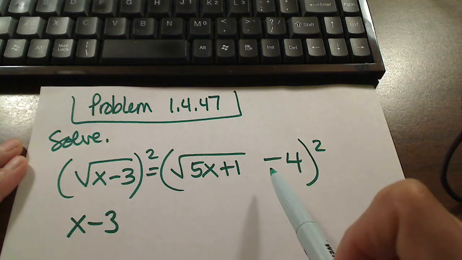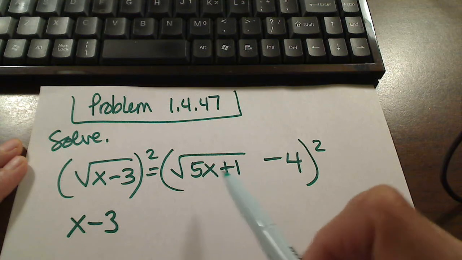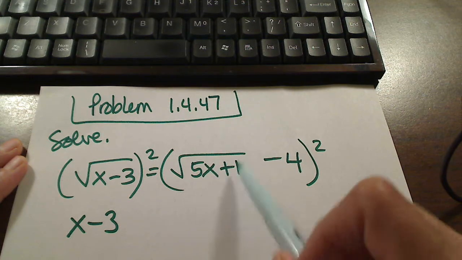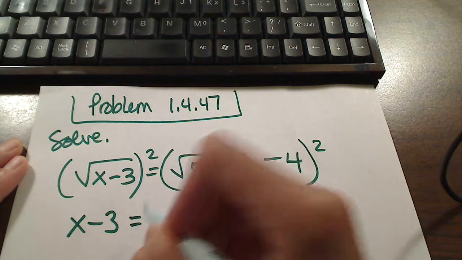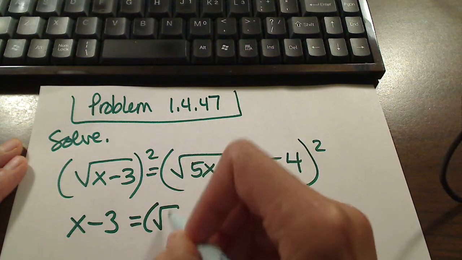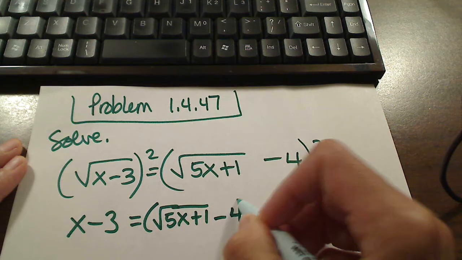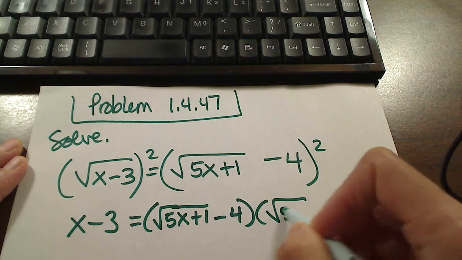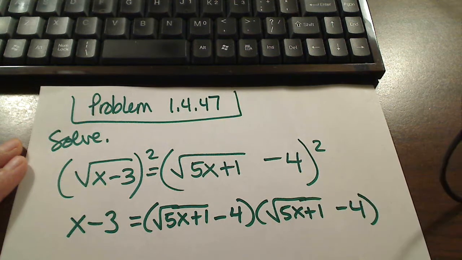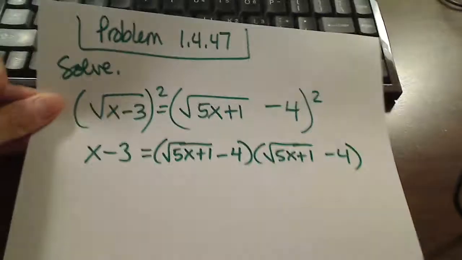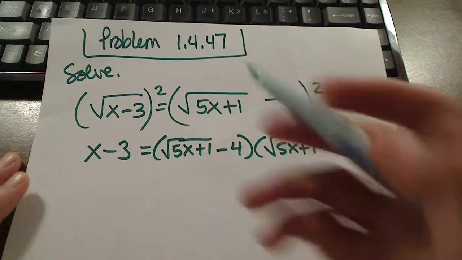On this side, because this is a binomial term, we're going to actually have to FOIL it. And what I mean by a binomial term is we've got a term here minus another term, and so we can't just square each individual piece. This is actually square root of 5x plus 1 minus 4, and then square root of 5x plus 1 minus 4 again. All right, so what we need to do now is FOIL this side.